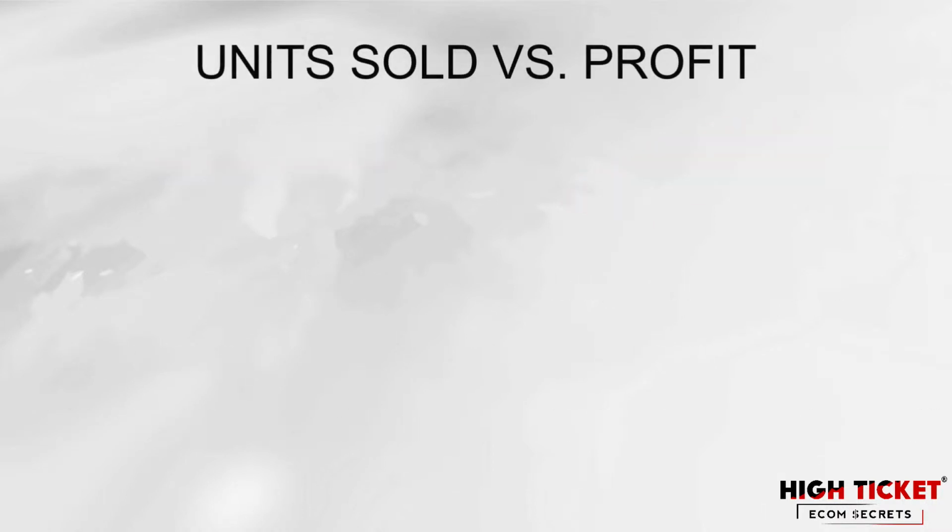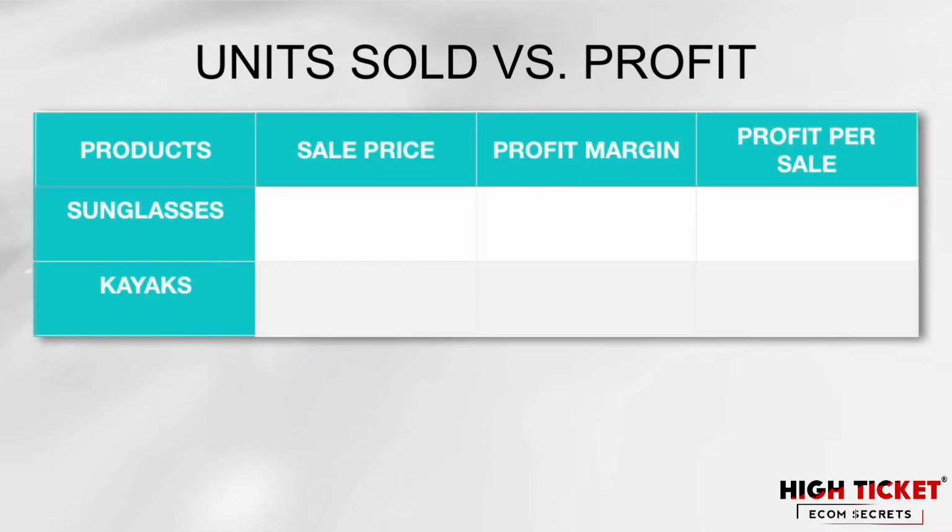It all comes down to one simple formula, and that's units sold versus profit. Basically, what we're trying to do is make the most money possible with the least amount of sales possible, which means less of your personal time and resources. Let me break this down a little bit for you.